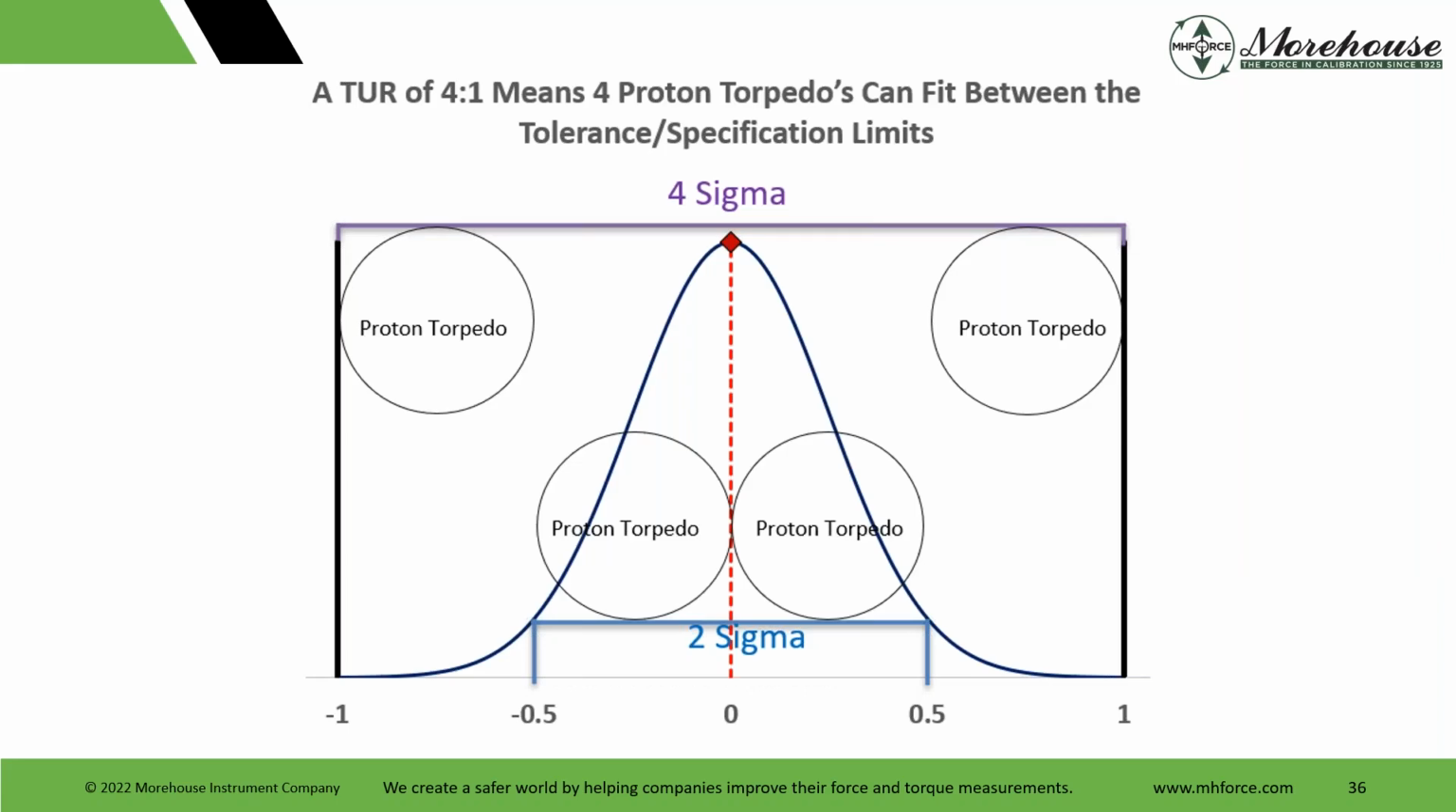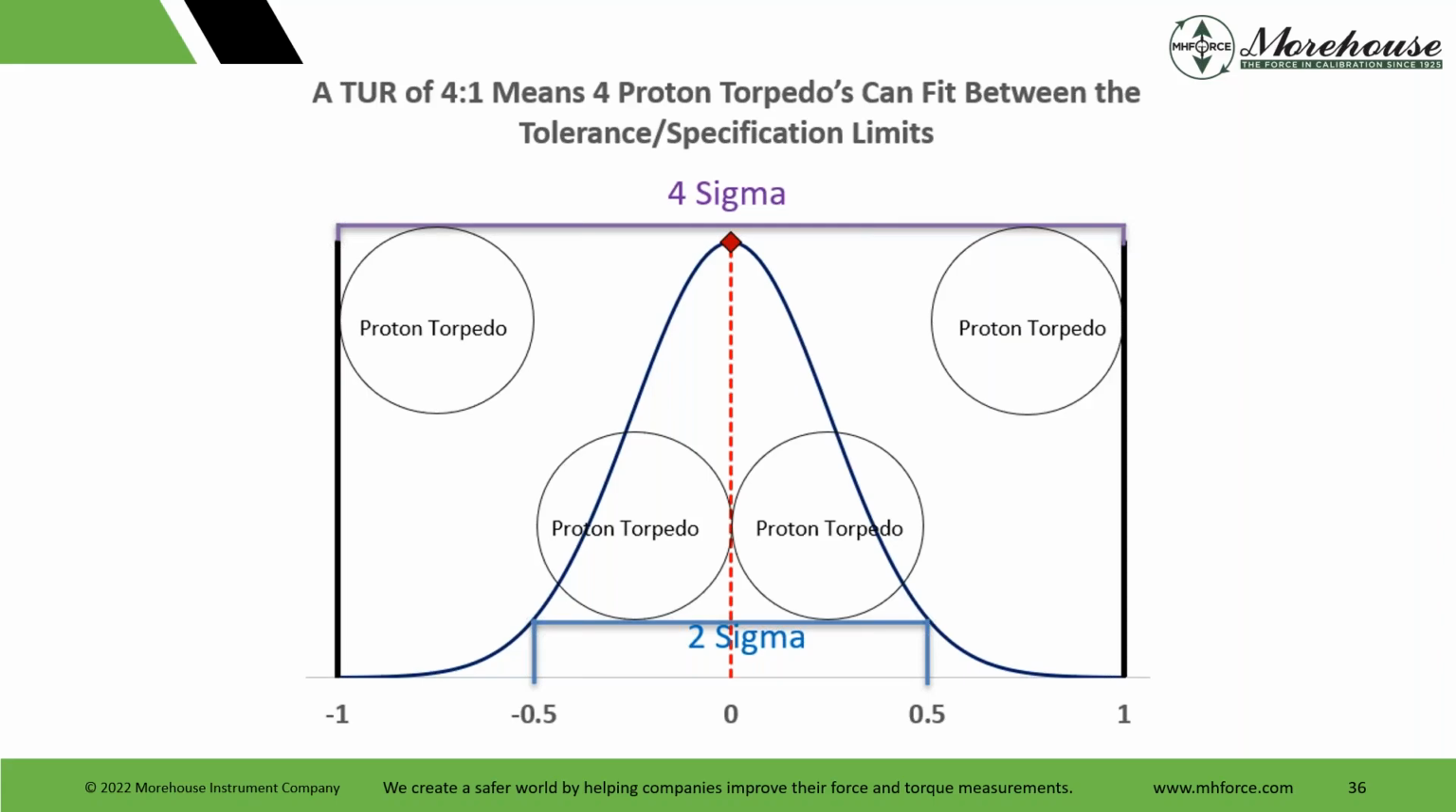How do we put this all together? Well, our proton torpedoes are a half meter. So when we start saying things like a TUR of 4-to-1, we have a 2-meter hole, a half-meter proton torpedo. What is that? Divide 2 by 0.5, that's 4. So when we discuss terms like test uncertainty, we are saying the measurement uncertainty is 4 times less than the tolerance, or the tolerance is 4 times more than the measurement uncertainty.